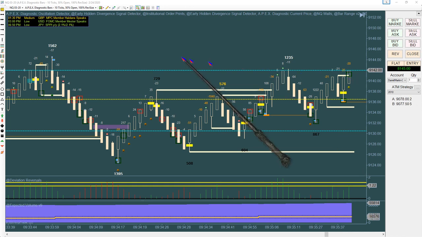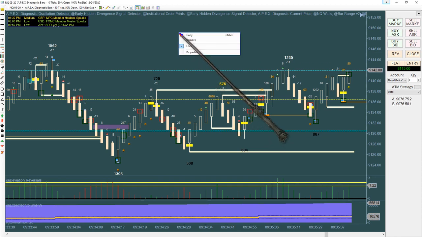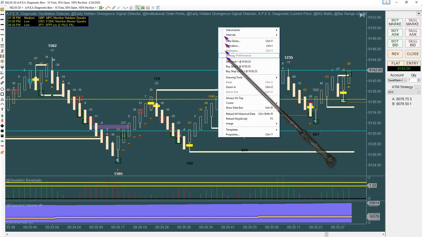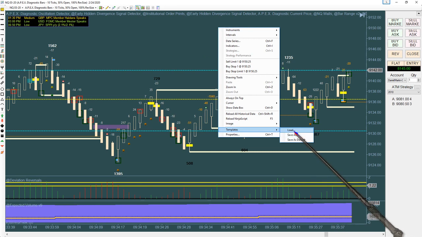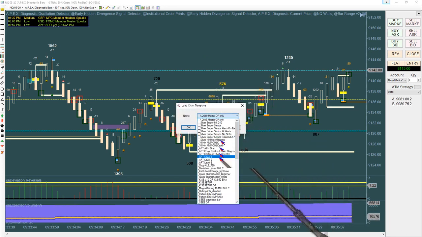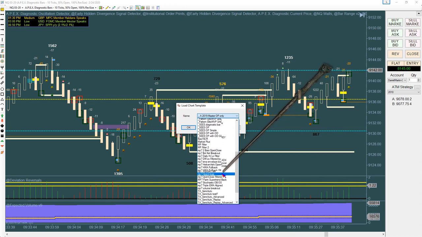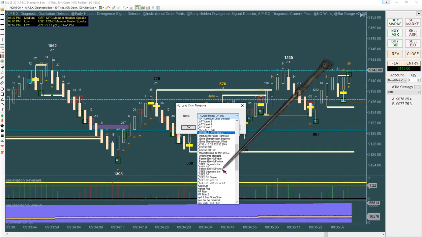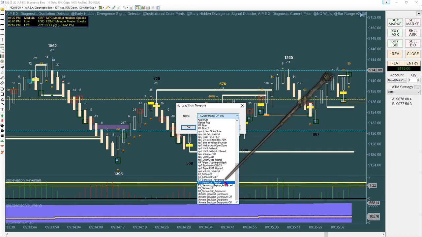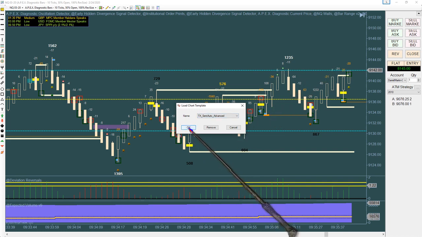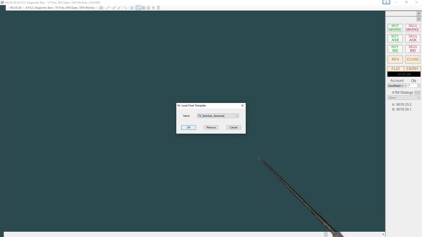So what I'm going to do on this chart is load up the automation template. Let's see here, which TX semi-auto advanced, and then click OK. Give it a second to have a little heart attack, and then it'll come back around to us.